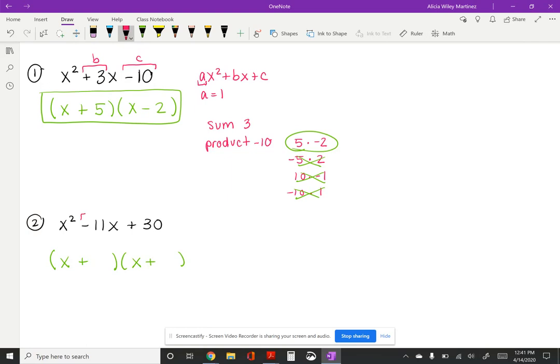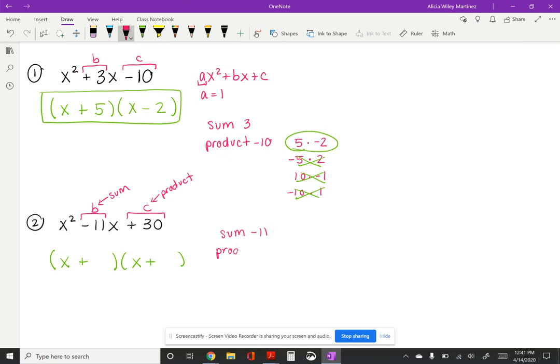Recognize your value of b. Your value of b is negative 11. Your value of c is 30. Okay? Remember that the two numbers that you're looking for should have a sum of this number, and they should have a product of this number. So I'm looking for numbers that have a product of 30 and a sum of negative 11.